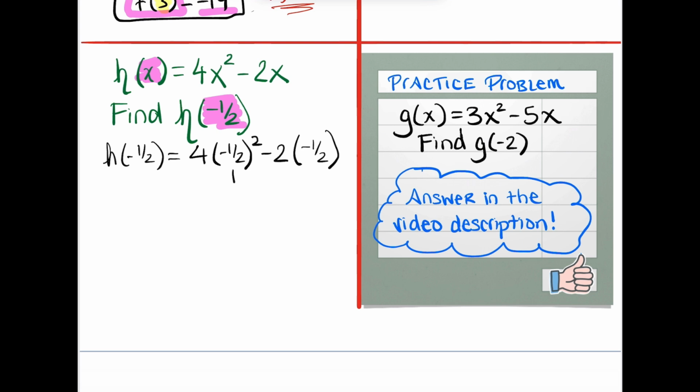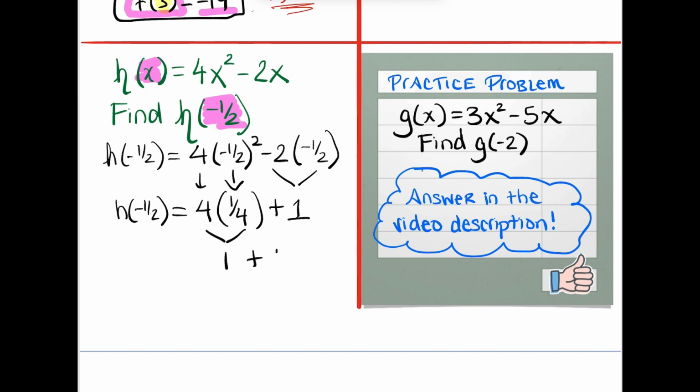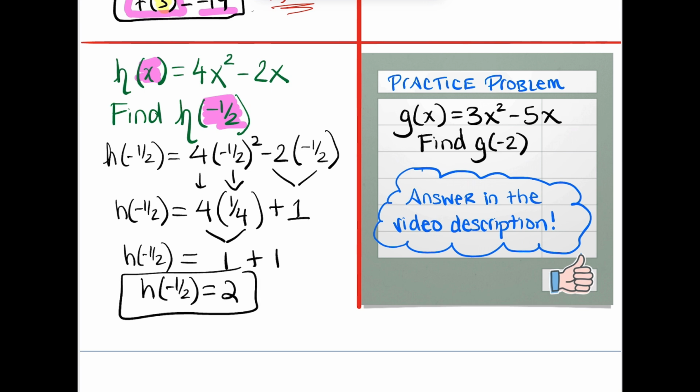Just start to follow the order of operations now. So negative 1/2 squared is positive 1/4, bringing down that 4. And then I have a negative 2 times a negative 1/2, which is going to be a positive 1. H of negative 1/2 is equal to 4 times 1/4 is 1. Bring down that other plus 1, and I'm going to be done in 2 seconds. H of negative 1/2 is equal to 2. So when the x value of the function h is negative 1/2, the corresponding y value, or the output, is 2.